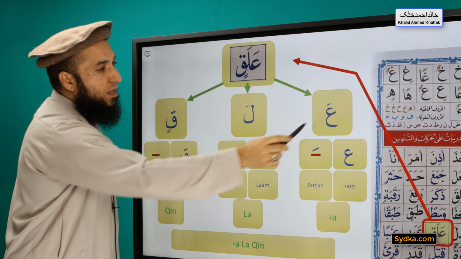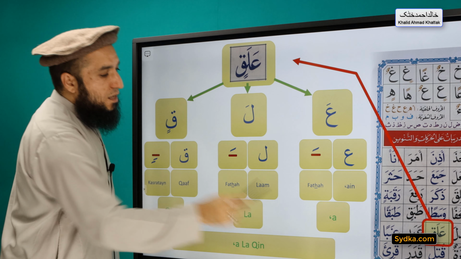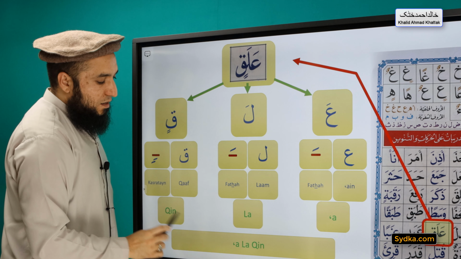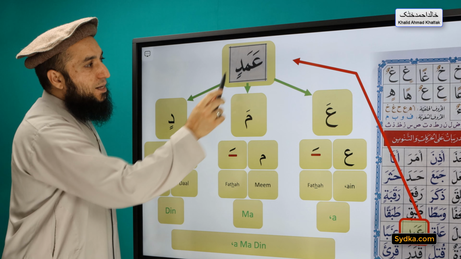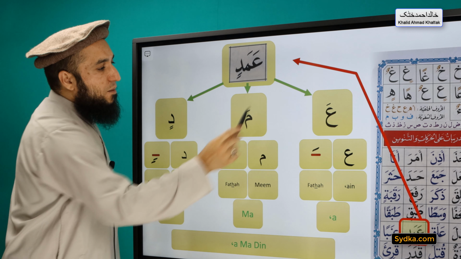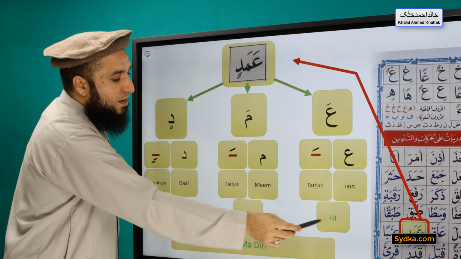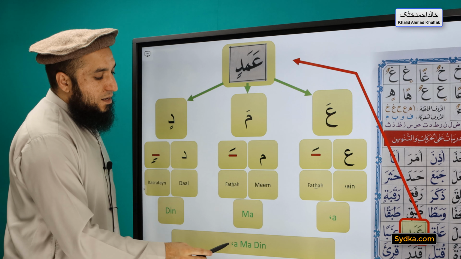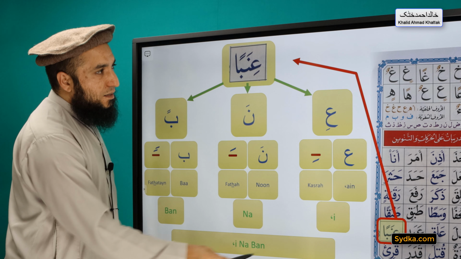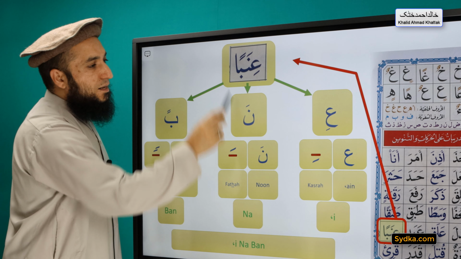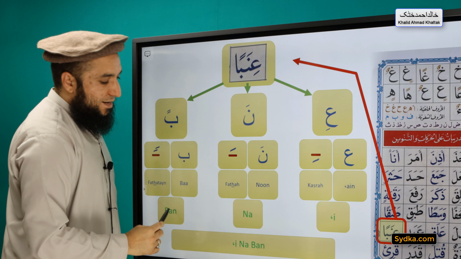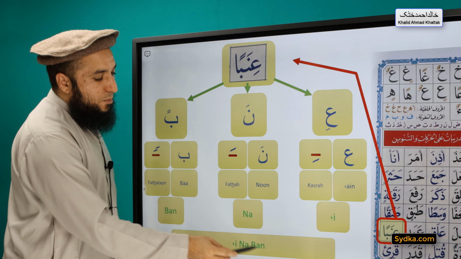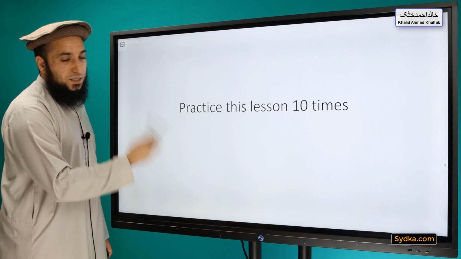Alaqin, alaqin, alaqin, alaqin, amadin, amadin, amadin, amadin, عينبا, عينبا, عينبا, عينبا. So this is the end of this session.